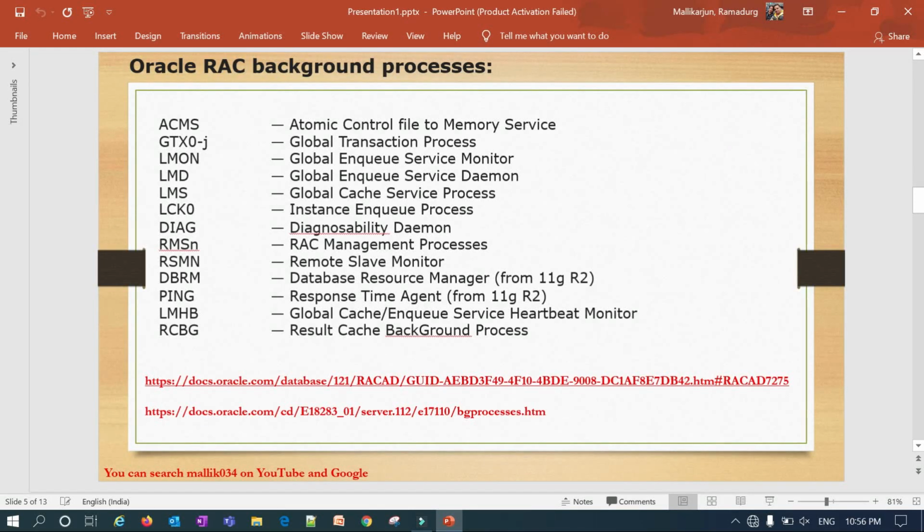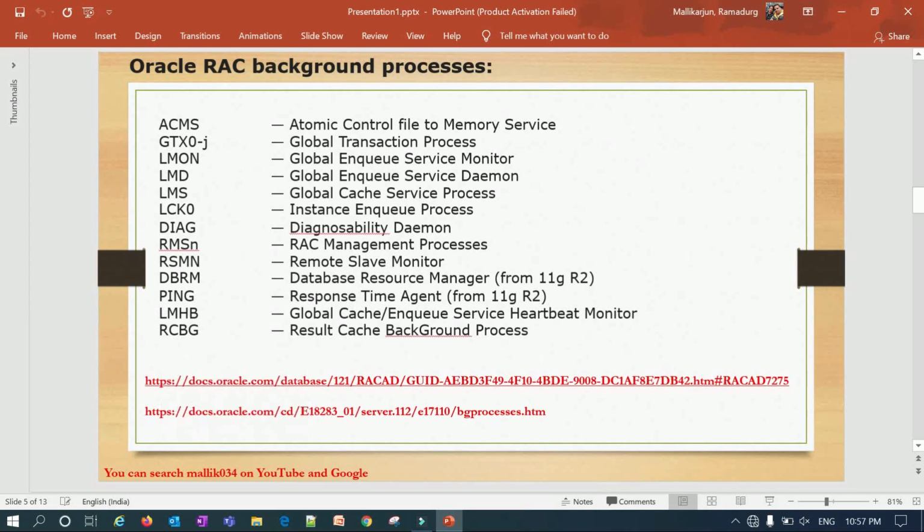We are going to deep dive into each of these processes. If an interview question asks what the RAC specific background processes are, you should be able to answer that these are the RAC specific background processes.